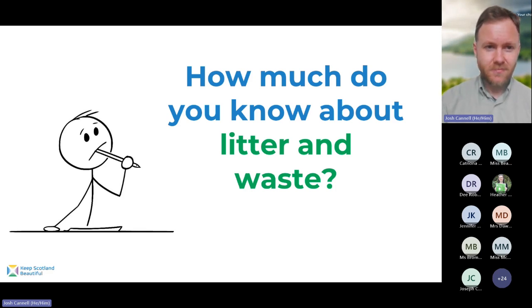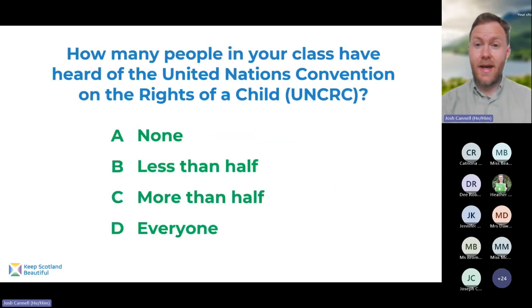And the first question is, how many people in your class, so how many students, how many pupils have heard of something called the United Nations Convention on the Rights of a Child? We can shorten that to the UNCRC. So pupils, I'd like you to put your hands up if you've heard of this before, and then teachers, if no one's put their hands up, then please put A in the chat. If less than half have put their hands up, please put B in the chat. If more than half have put their hands up, then please put C in the chat. And if everyone has put their hands up, then please put D in the chat.